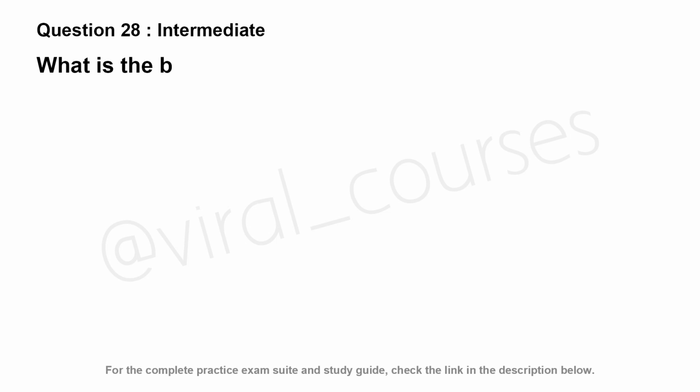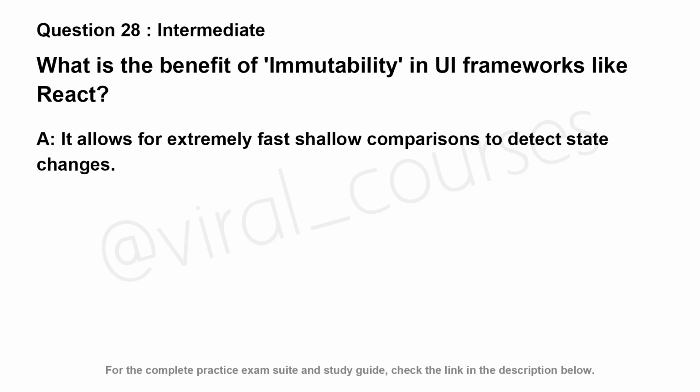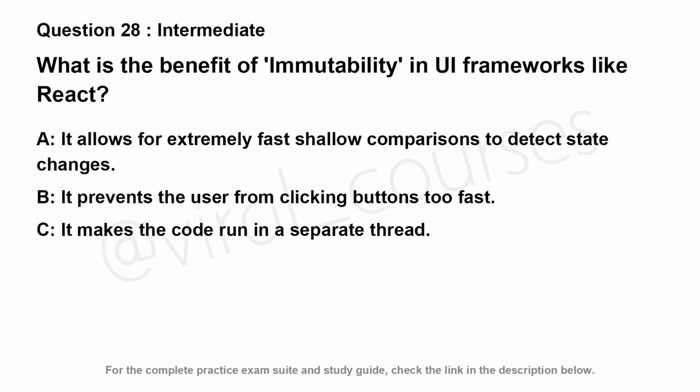What is the benefit of immutability in UI frameworks like React? Option A. It allows for extremely fast shallow comparisons to detect state changes. Option B. It prevents the user from clicking buttons too fast. Option C. It makes the code run in a separate thread. Option D. It removes the need for CSS.